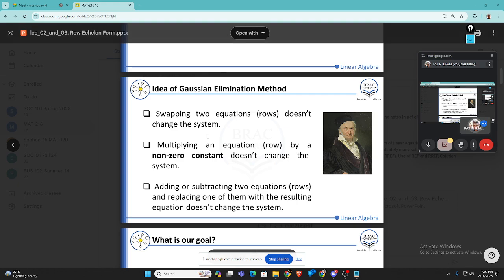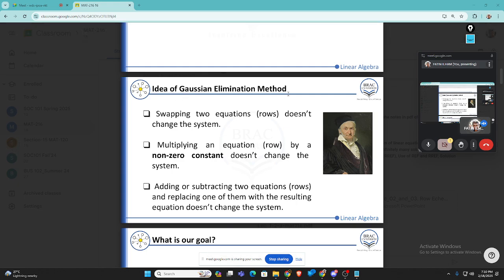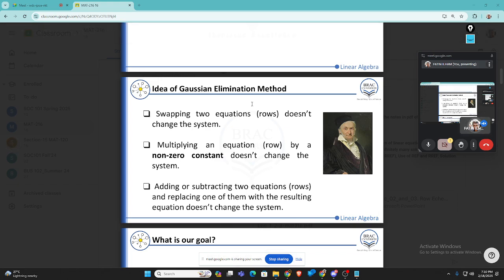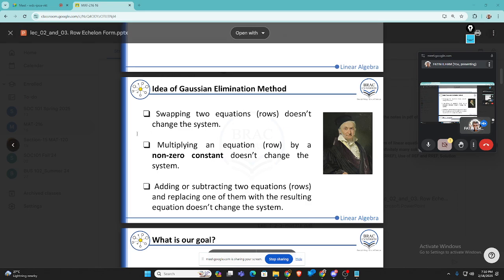Alright, this is my favorite part. Now the idea of the Gaussian elimination method. Gauss actually proposed that swapping two equations doesn't change the system. Alright, what does that mean?